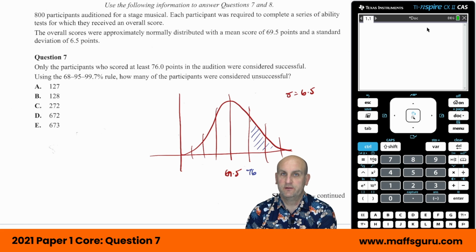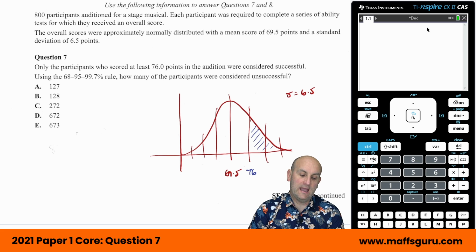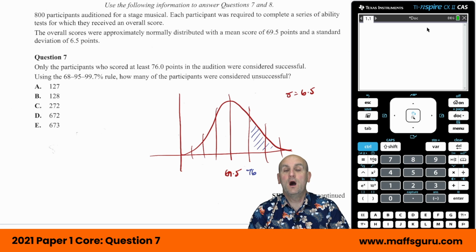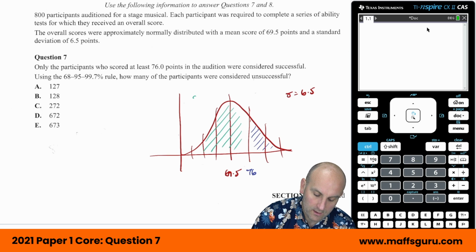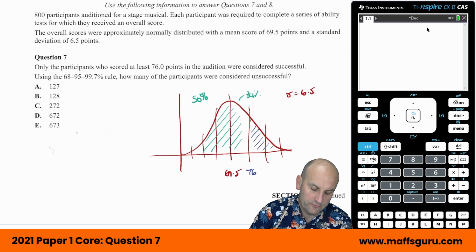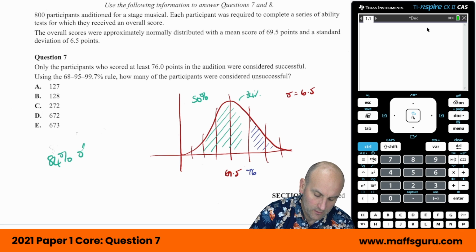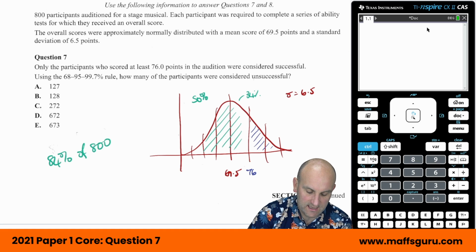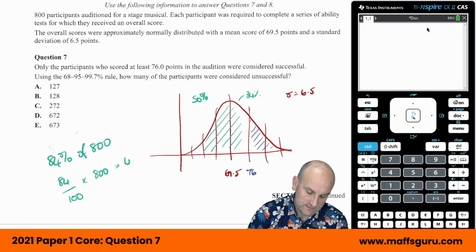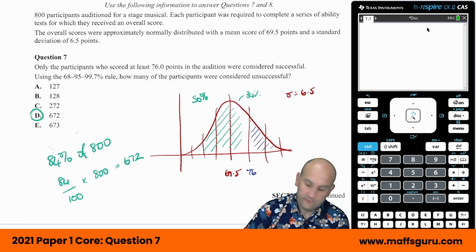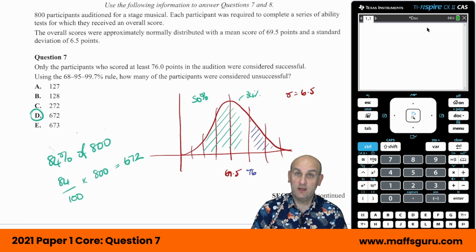But the question was tricked because it said using the rule, how many of the participants were considered unsuccessful. So actually, we wanted this percentage here. Well, I know that that's 50%. I know that that section there is 34%. So I wanted 84% of the participants, which was 800. So when I did 84 divided by 100 times 800, it gave me 672. So I suggest for question 7, D is the correct answer.